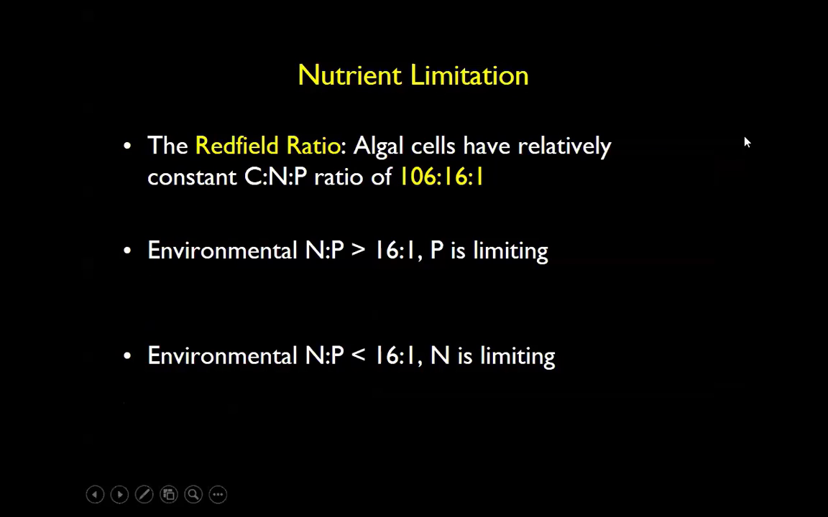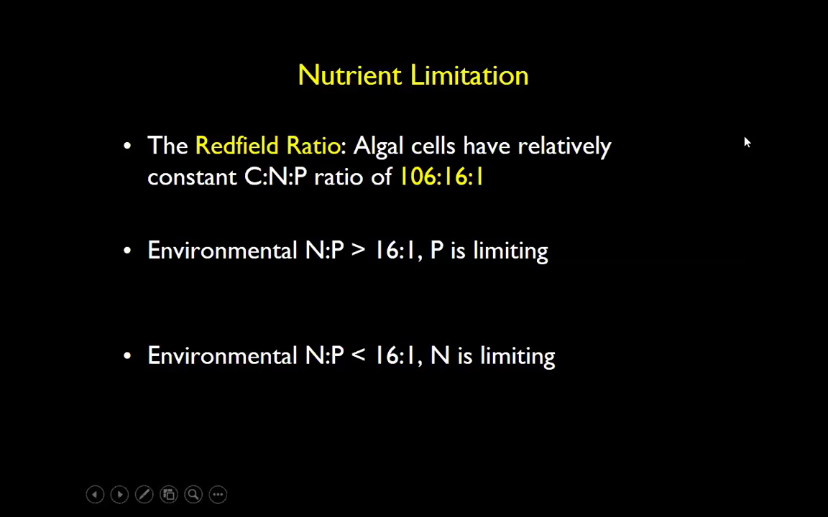Now, an interesting fact about streams is that algal cells of almost any species have a pretty much constant ratio of carbon to nitrogen to phosphorus of 106 to 16 to 1. That's called the Redfield ratio, because probably a guy named Redfield figured this out. So where do plants get their carbon from? From dissolved CO2 in the water. That's basically never limiting, there's always CO2 in the water. So nitrogen and phosphorus are what are going to be limiting, in this ratio of 16 to 1.